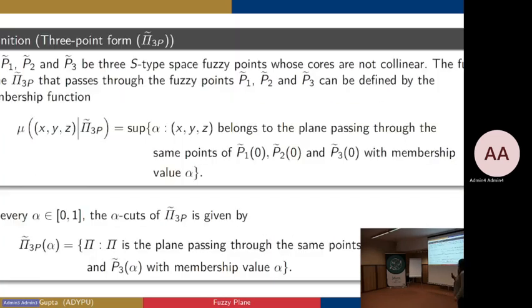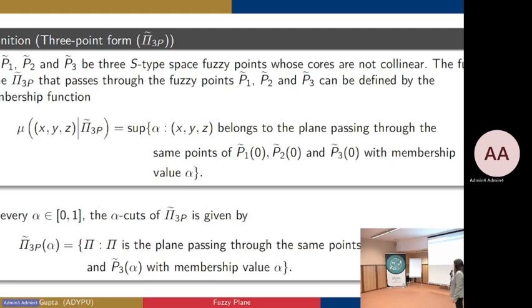Okay, so now we are done with our fundamentals, and now we define the fuzzy plane. In conventional geometry, you know that three points can define a unique plane. So what if, in place of crisp points, we are given fuzzy points? How can we define a fuzzy plane? Let P1, P2 and P3 be three S-type space fuzzy points. Then the fuzzy plane passing through those points can be defined by these membership functions, and the alpha cut can be represented by a collection of planes passing through the same points of P1, P2 and P3.